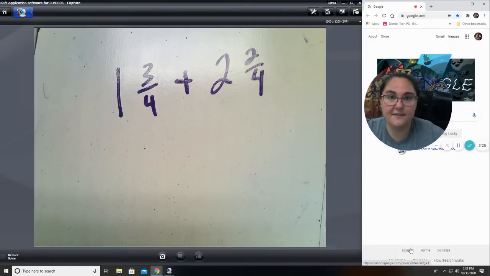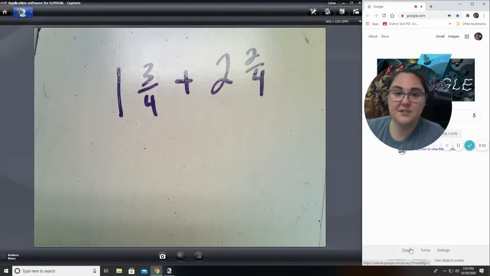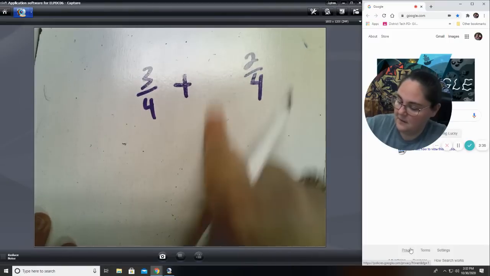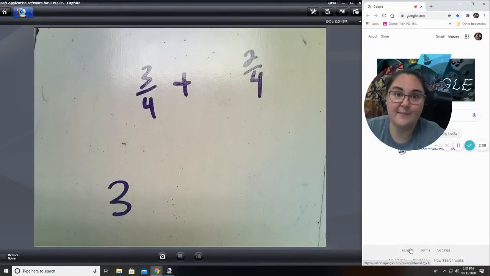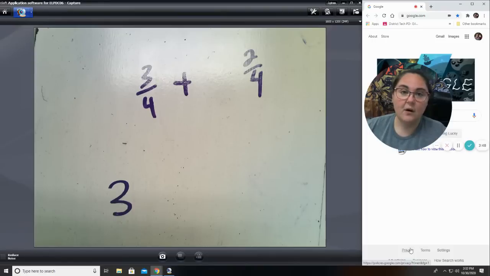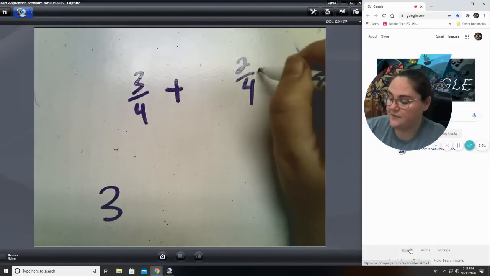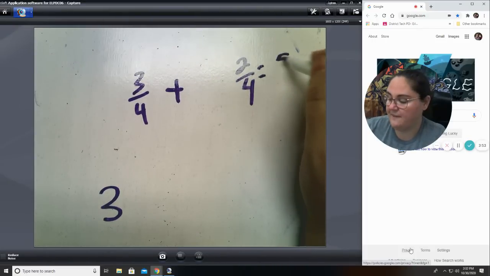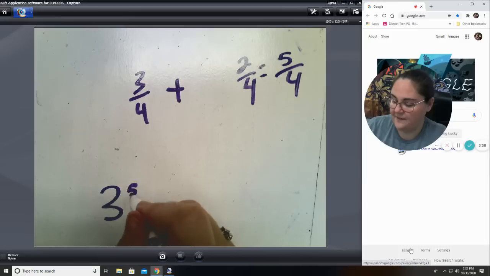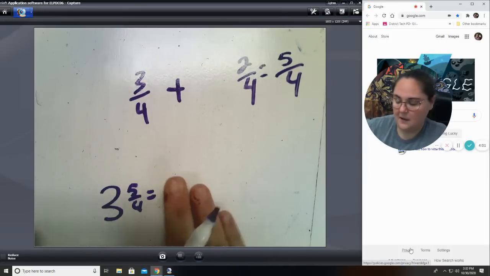When we do this, the first step that you can do is you're going to add the whole number parts together. So 1 plus 2 equals 3. That's my new whole number for now. Then you can add your fractions. So I can do 3/4 plus 2/4, and I can add straight across. Or I can use pictures. So if I do 3/4 plus 2/4, my answer would be 5/4. So my answer could be 3 and 5/4, but I need to reduce, right?